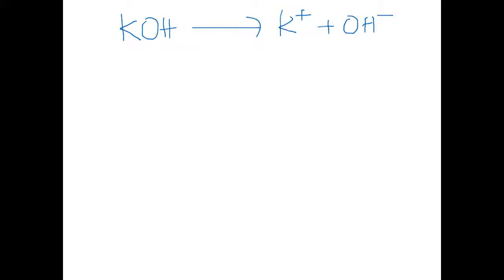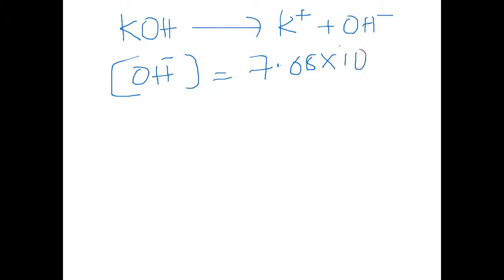Potassium hydroxide dissociates as shown. So the molarity of potassium hydroxide is equal to the number of moles of potassium, which is also equal to the number of moles of hydroxide ions, because potassium hydroxide is a strong electrolyte. So the molar concentration of hydroxide, OH minus, is going to be 7.68 times 10 to the power of -4 moles per liter.